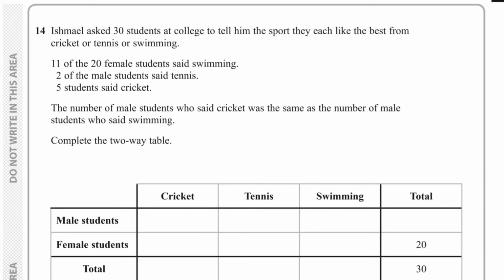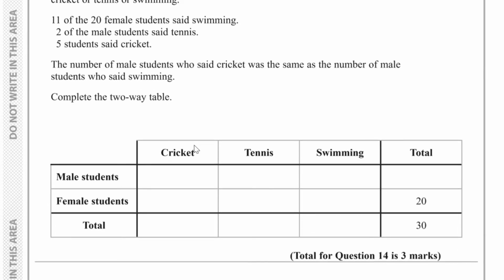Question number 14. Ishmael asked 30 students at college to tell him the sport they each like the best from cricket or tennis or swimming. 11 of the 20 female students said swimming. 2 of the male students said tennis and 5 students said cricket. The number of male students who said cricket was the same as the number of female students who said swimming, and we have to complete the two-way table.